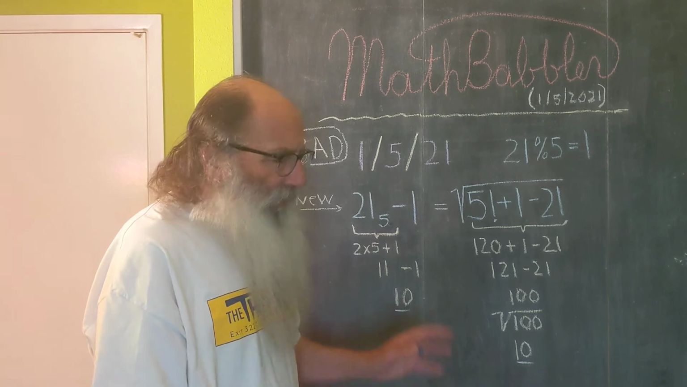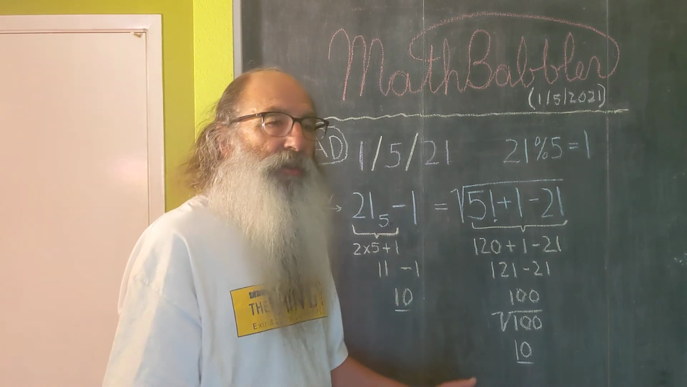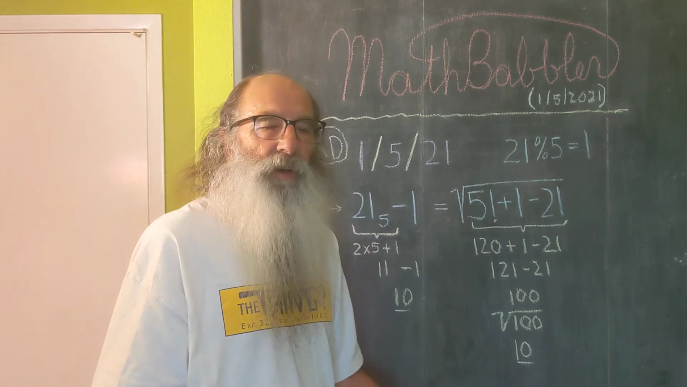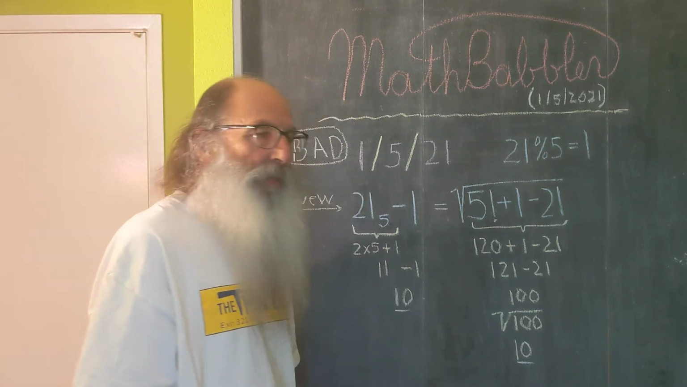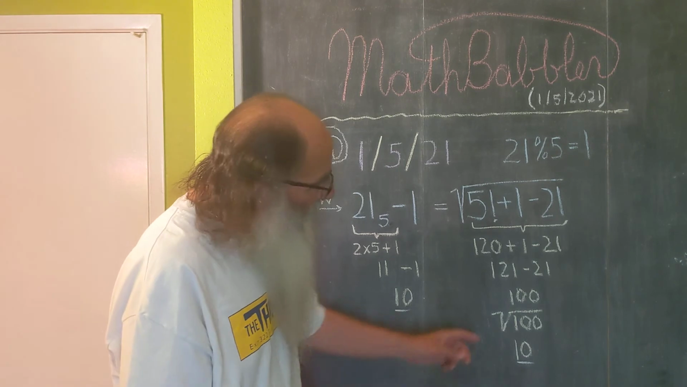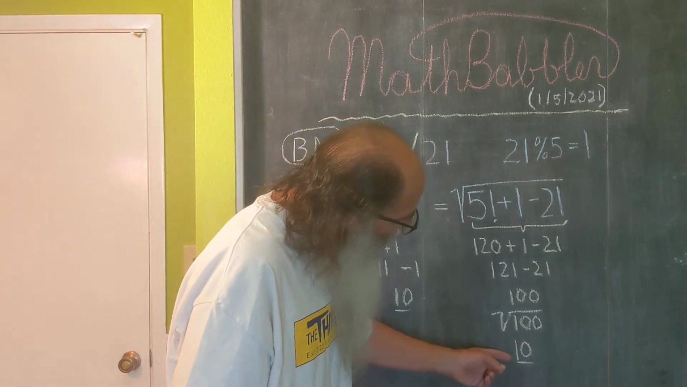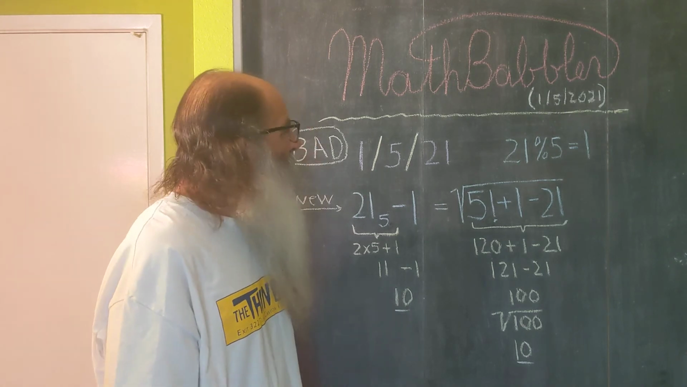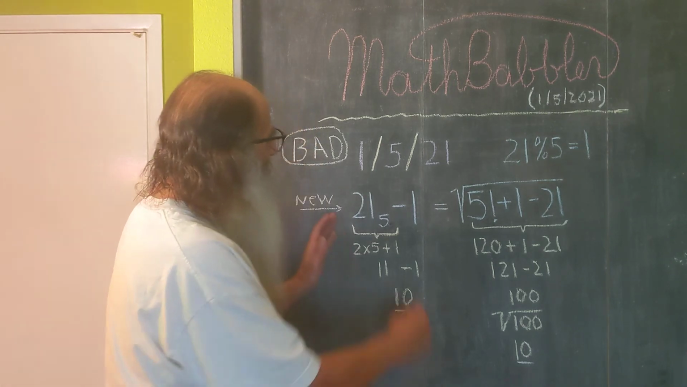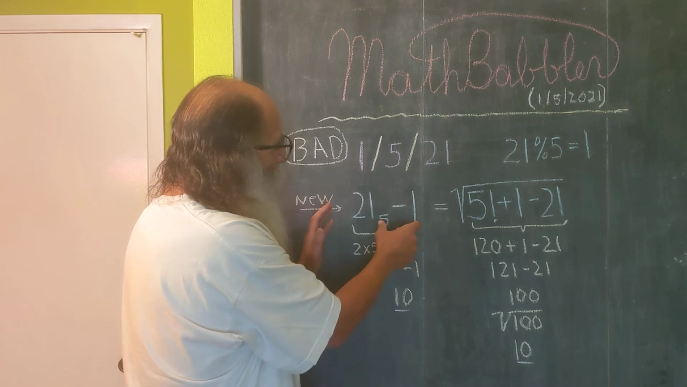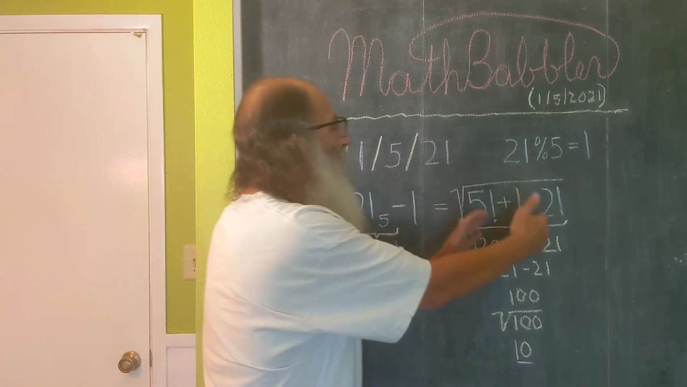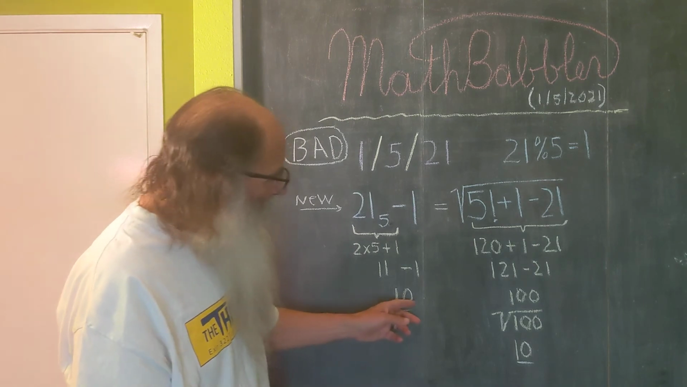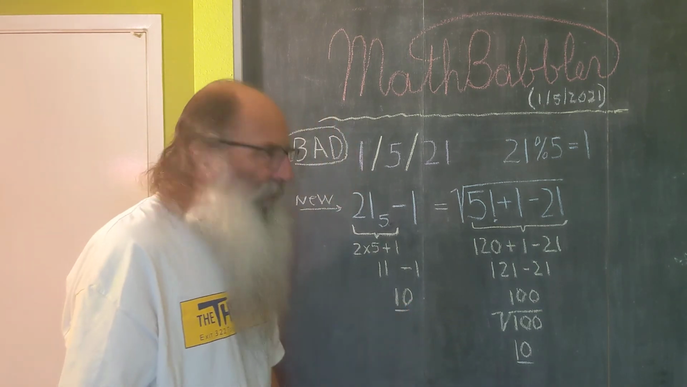Square roots, you're familiar with them. Square root of 9 is 3, because 3 times 3 is 9. Square root of 25 is 5, because 5 times 5 is 25. Well, the square root of 100 is 10, because 10 times 10 is 100. So here we used each number in the date once and only once on both sides of the equation, and they both evaluate to 10.